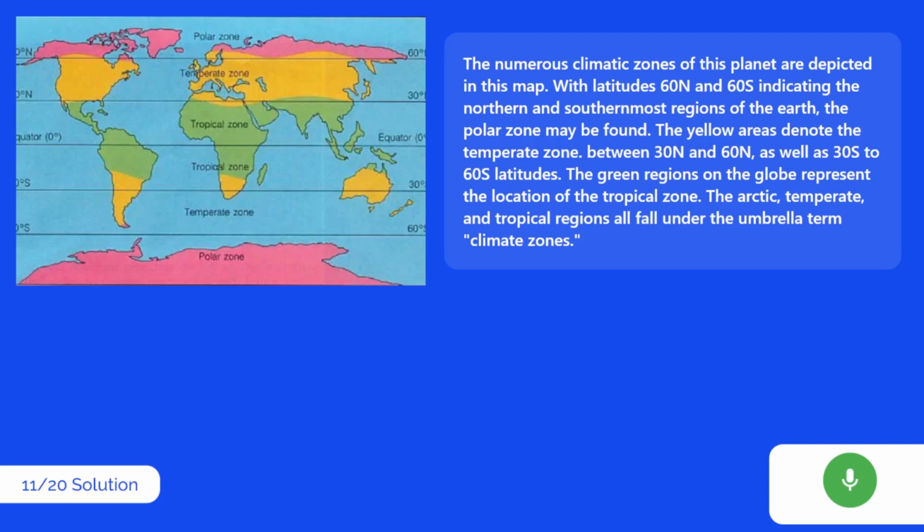The numerous climatic zones of this planet are depicted in this map, with latitudes 60°N and 60°S indicating the northernmost and southernmost regions of the Earth. The polar zone may be found there. The yellow areas denote the temperate zone, between 30°N and 60°N, as well as 30°S to 60°S latitudes. The green regions on the globe represent the location of the tropical zone. The Arctic, temperate, and tropical regions all fall under the umbrella term climate zones.